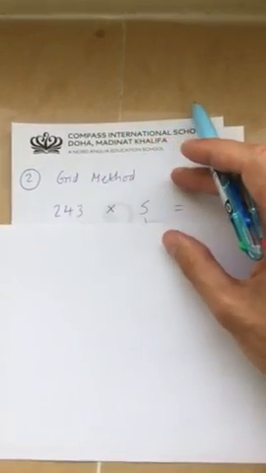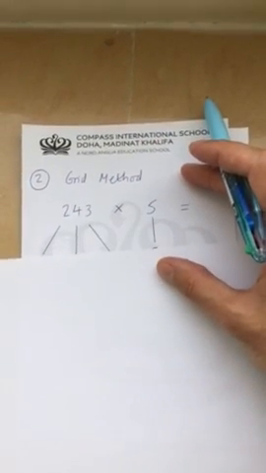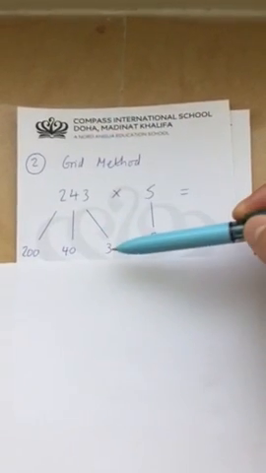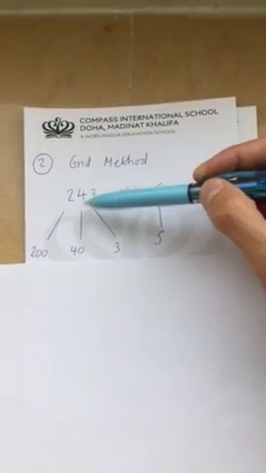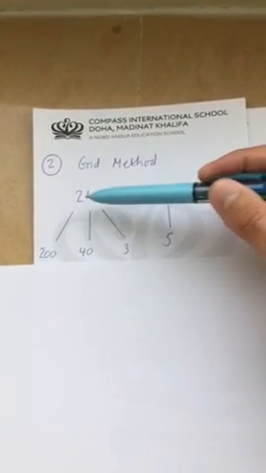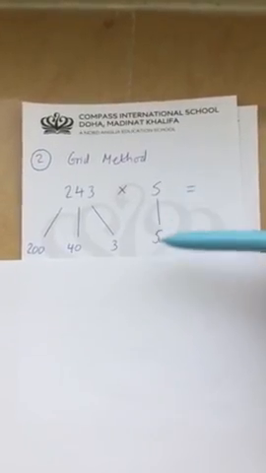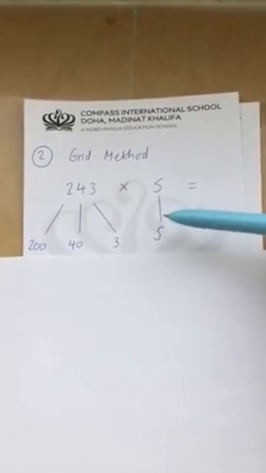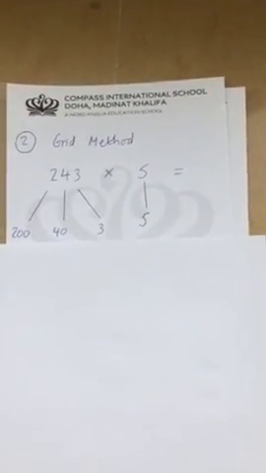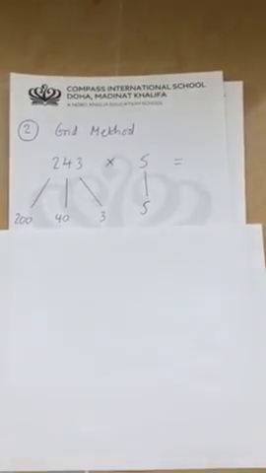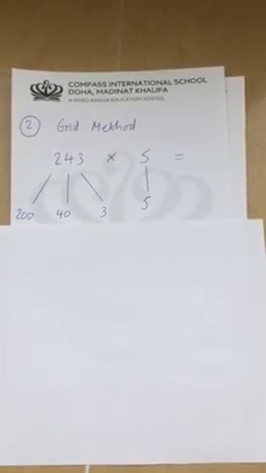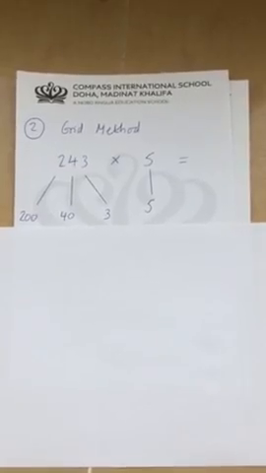Next thing I do is I partition the numbers. So we know that in 243 there are 3 units, 4 tens and 2 hundreds. And in 5, there's 5. So I don't need to partition that any more than just say that it is 5. So this is our number sentence. In the next video, we are going to try and solve this grid method, and also we are going to look at short multiplication.